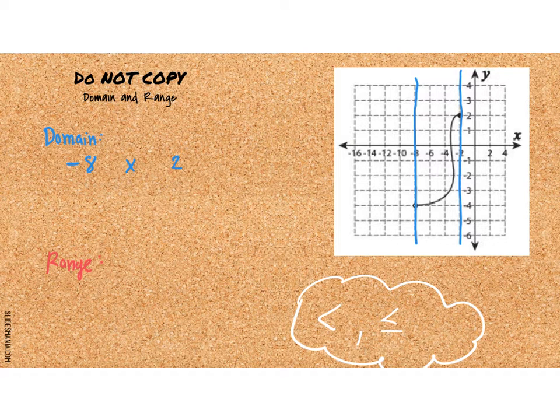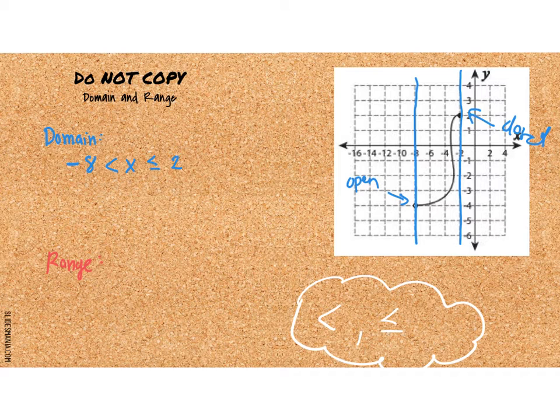Okay, so all you have to focus on is basically the -8. What kind of circle do we have? That is open. Because it's open, it's less than. On the -2, it's closed, right? And because it's closed, it's going to be less than or equal to. Done. Same thing for the range.